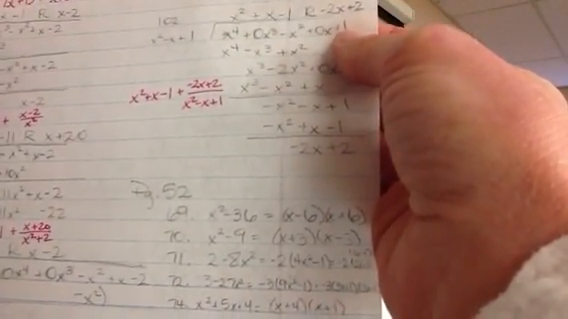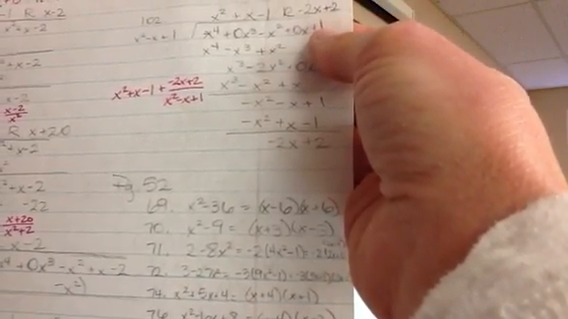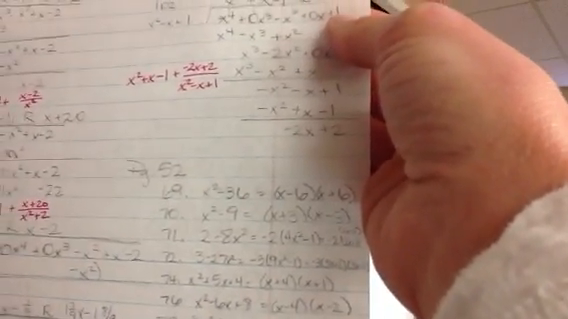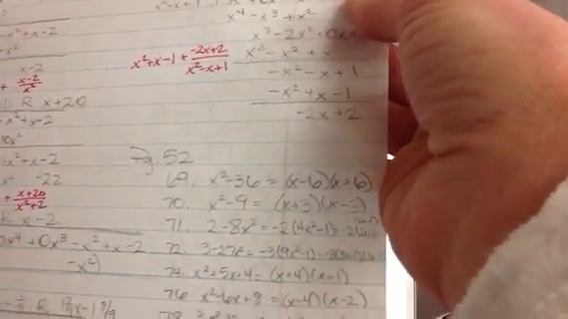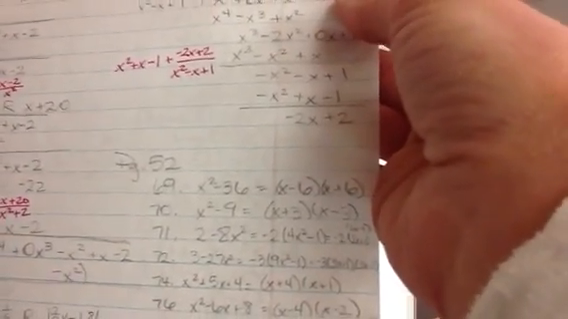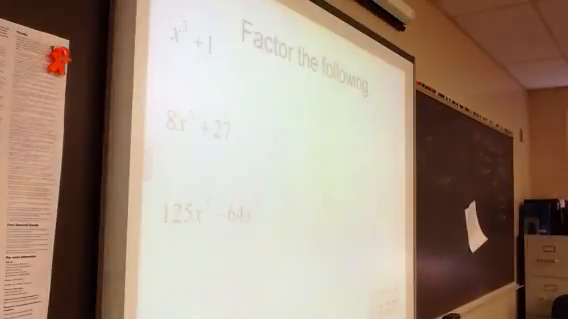69 is x minus 6 and x plus 6. 70 factors to x plus 3, x minus 3. 71 is negative 2 and then 2x minus 1 and 2x plus 1. 72 is negative 3 and 3x plus 1 and 3x minus 1.